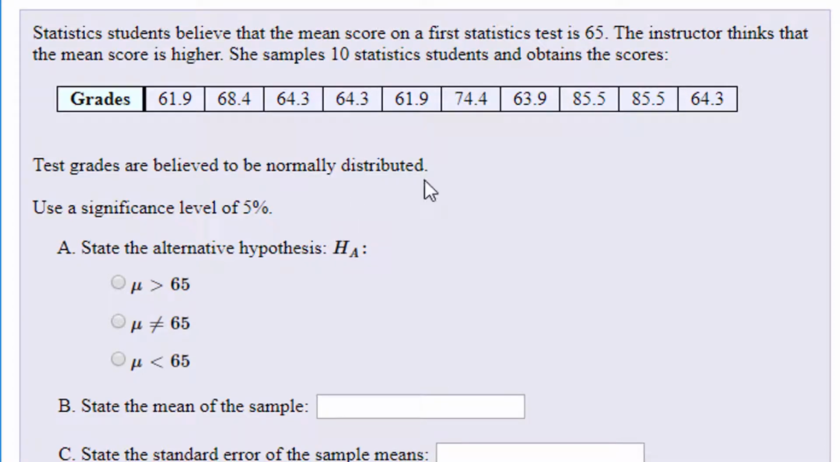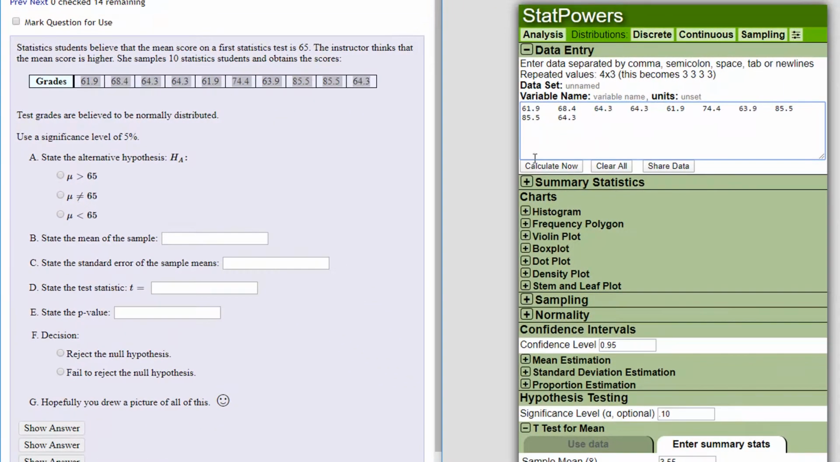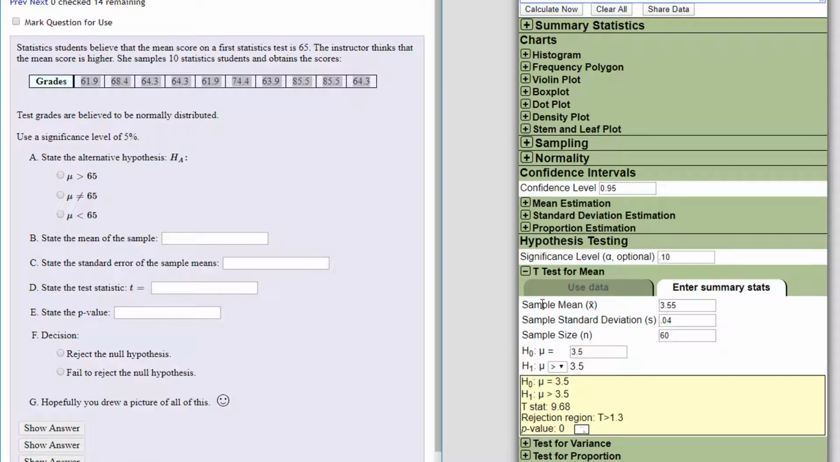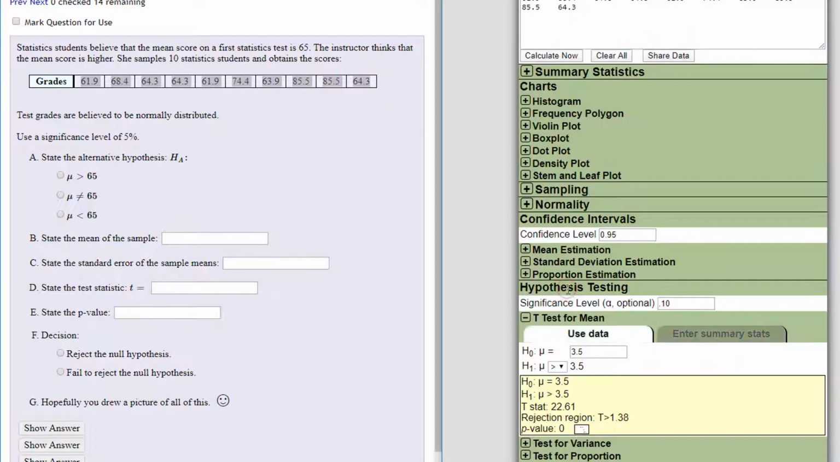Let's copy the data first off. Okay. And I'm going to go for the t-test for the mean. I'm going to use data. Now, the students think it's 65 and the teacher thinks it's greater than 65. So this is what the alternative is going to look like, mu greater than 65. So I'm going to click that.